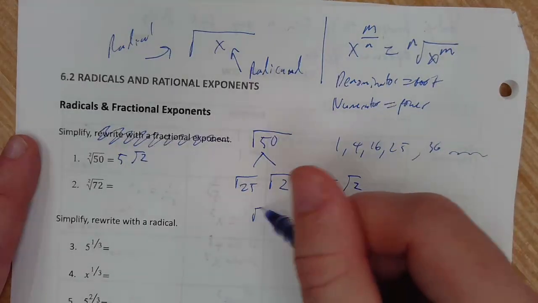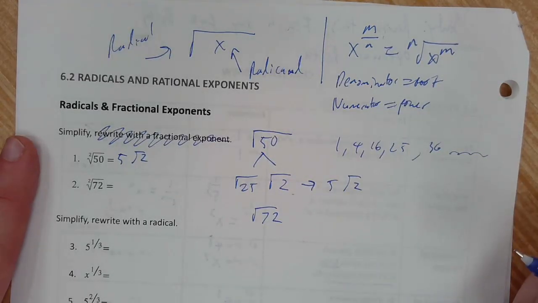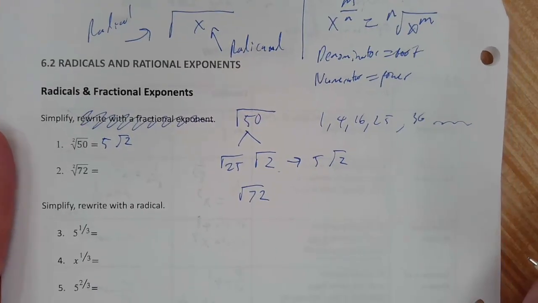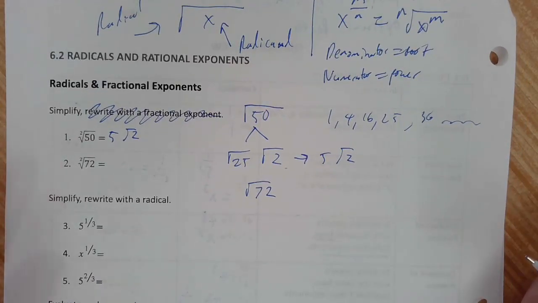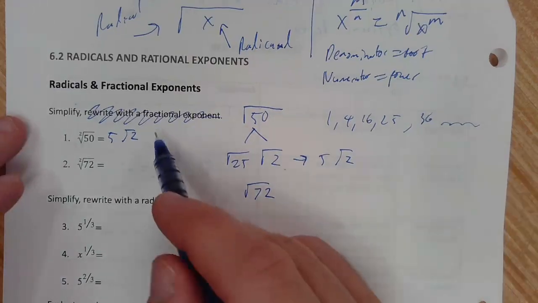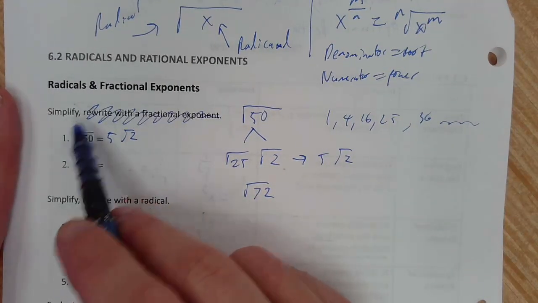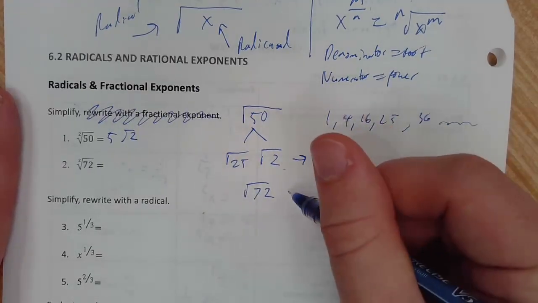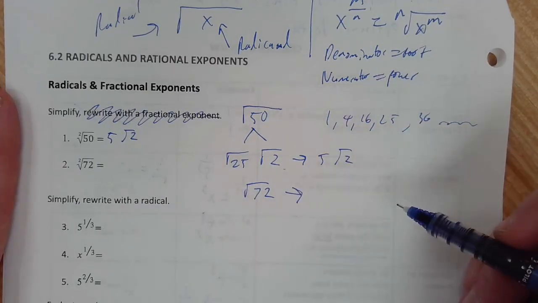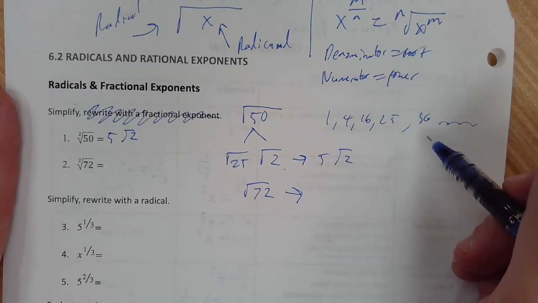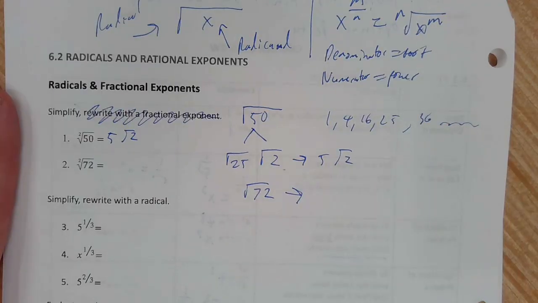So when we do root 72, it says what the thing on the paper says, rewrite the fractional exponent here. Yeah, ignore that. That's wrong. That shouldn't be there. This should be just simplified. Okay. Root 72. What's the biggest perfect square that multiplies into 72?